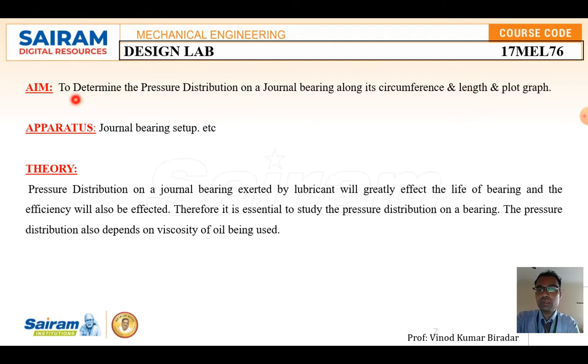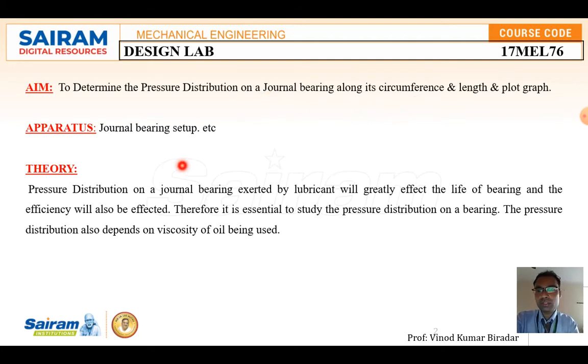So the aim is to determine or study the pressure distribution in a journal bearing along its circumference, that is, how the liquid is going to circulate along the circumference of the given 14 pipes. From that we need to plot the graph.